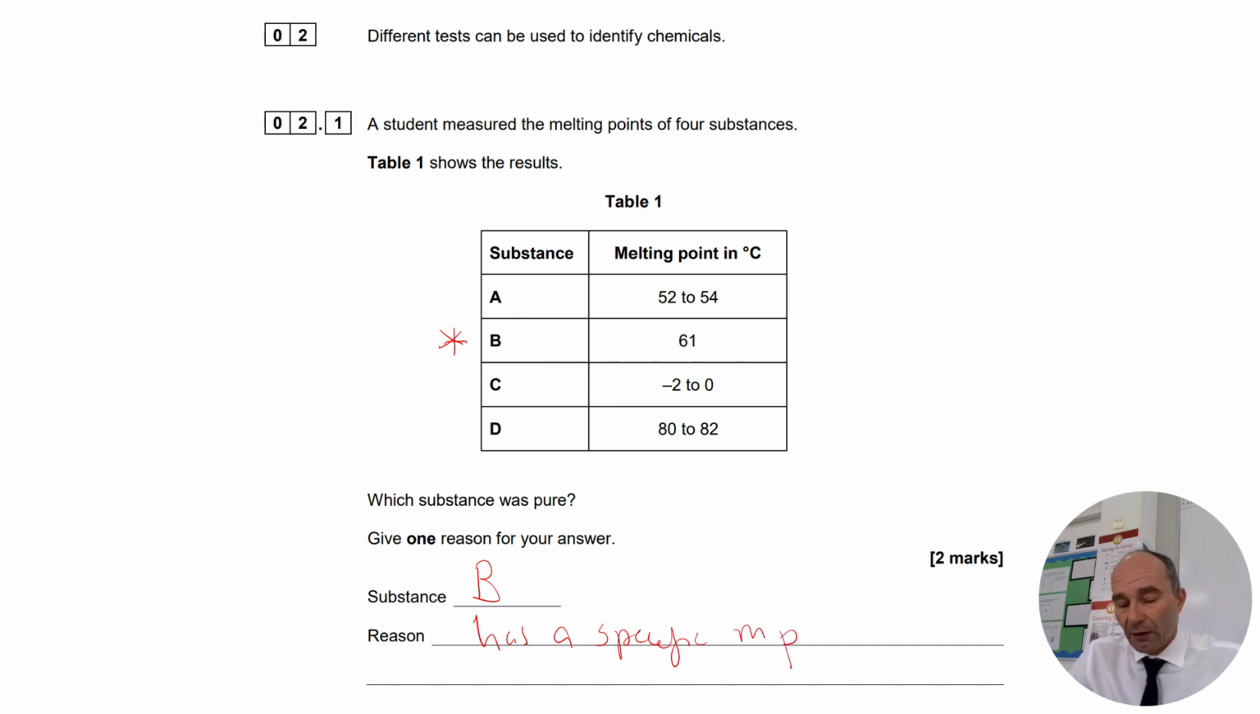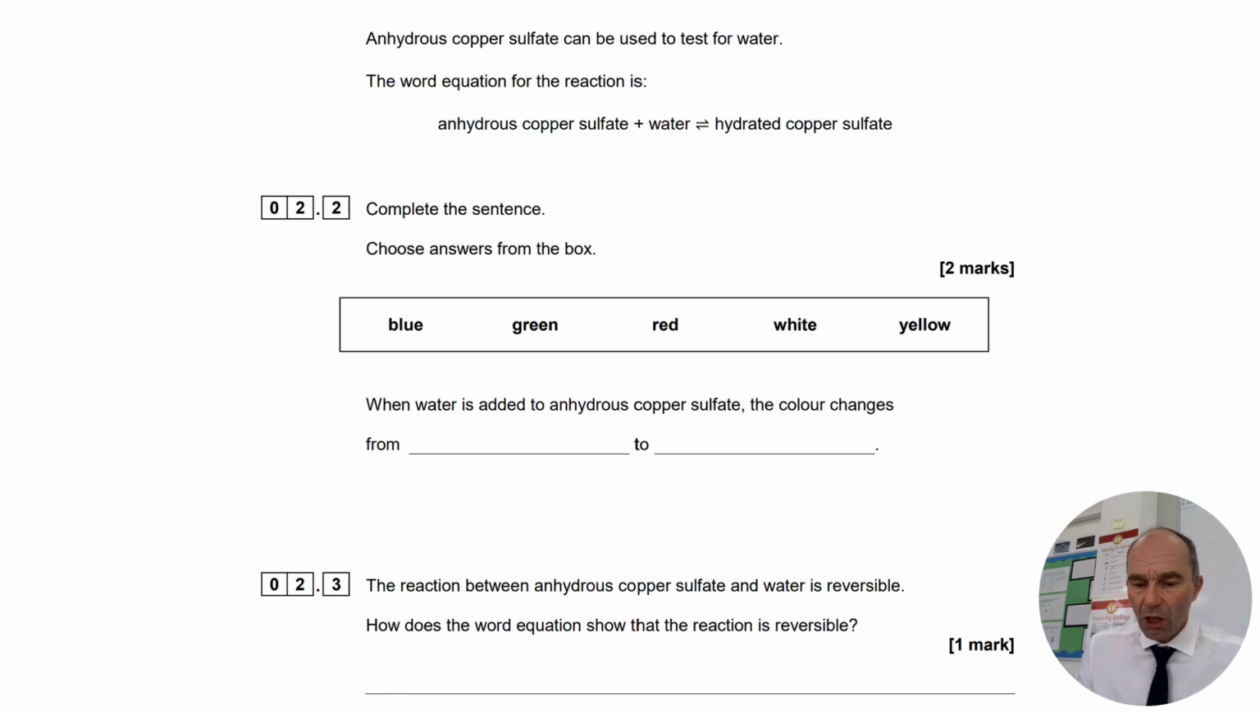Now, to get the 2 marks, obviously you need to get the correct substance first of all, and then the correct reason. If you put A, C, or D, doesn't matter what reason you put, you're going to get 0 marks on that one. And then question 2.2, we're looking at copper sulfate, anhydrous. Think about what that word means. An means without, hydrous is to do with water. So anhydrous copper sulfate can be used to test for water.